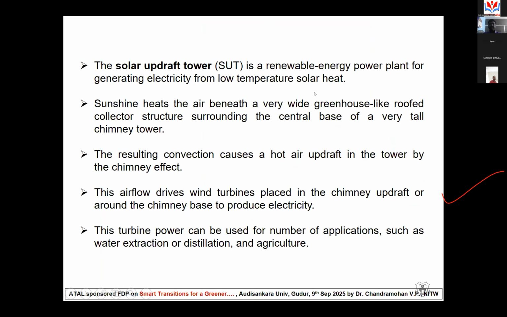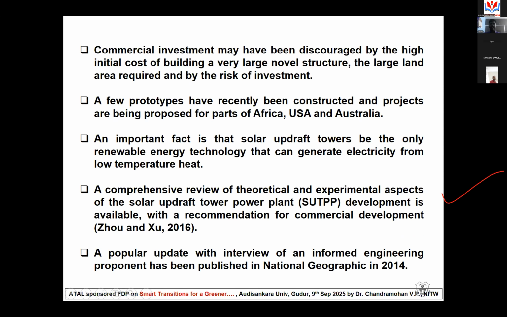Some data were mentioned here. So now we can see more theory on the solar updraft tower. Whatever I told is mentioned on this page. We will go on to our CFD part.